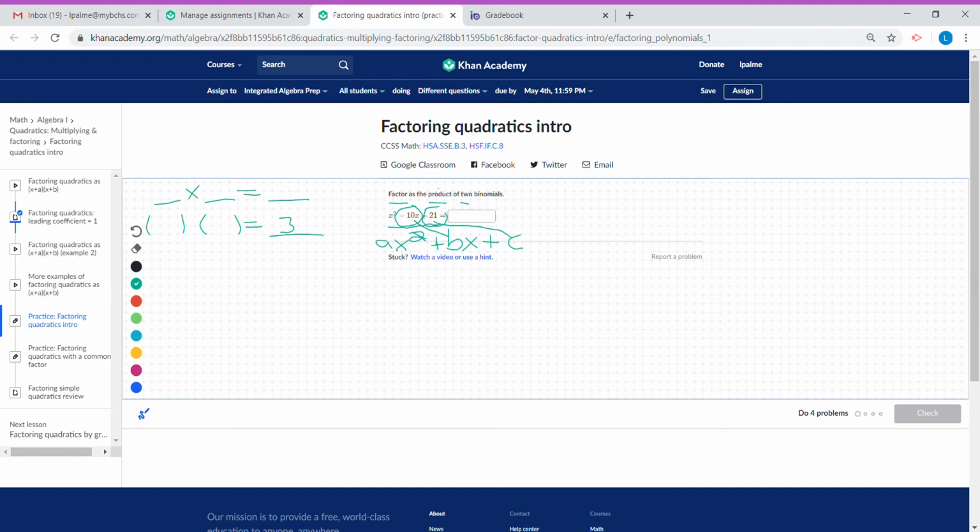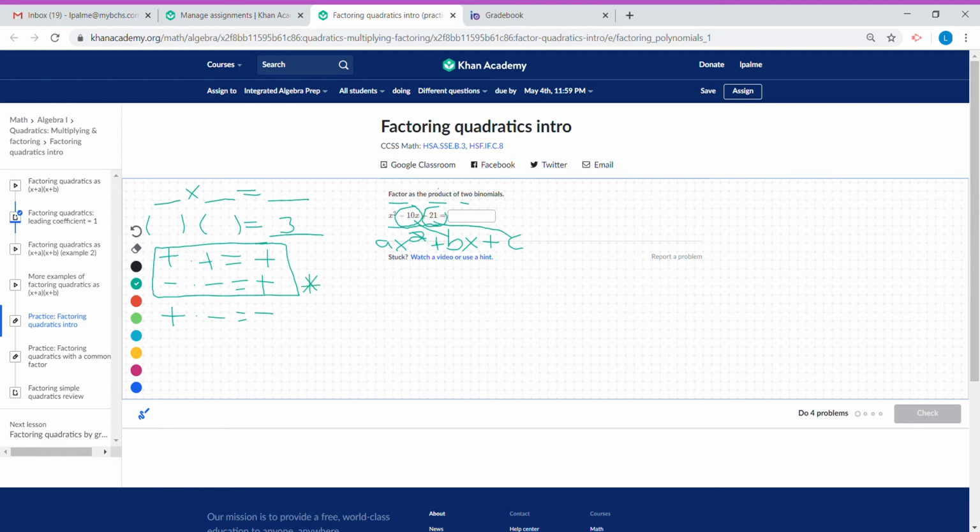So there's a couple things you have to take into consideration. What could multiply to give me a positive 21 but add up to give me a negative 10? If you remember your rules from multiplication, a positive times a positive gives us a positive. A negative times a negative also gives us a positive, where a positive times a negative will give us a negative. So in order to get a positive 21, we need one of these two products. But since we need to add up to get a negative 10, we are going to choose the negative times a negative.